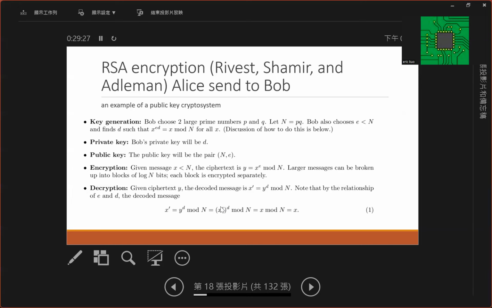And so Bob gets y, right? The idea is that Bob just applies another power, d. Bob takes x to the e to the d, so it's y to the d mod n. Then by definition, you get x. For all x, this is true. So Bob will recover x. Simply speaking, this is y, and then Bob just does y to the d.